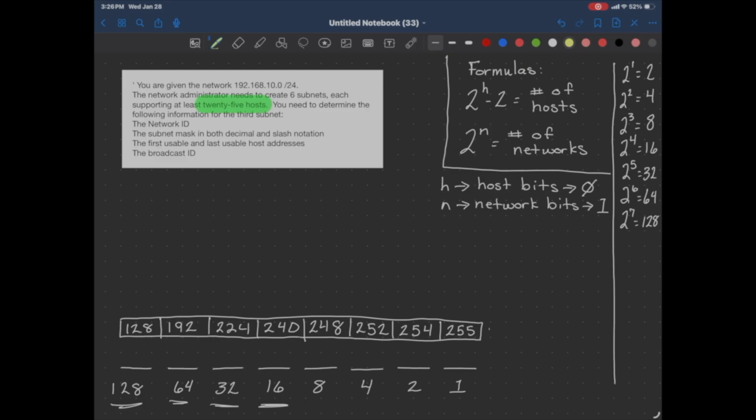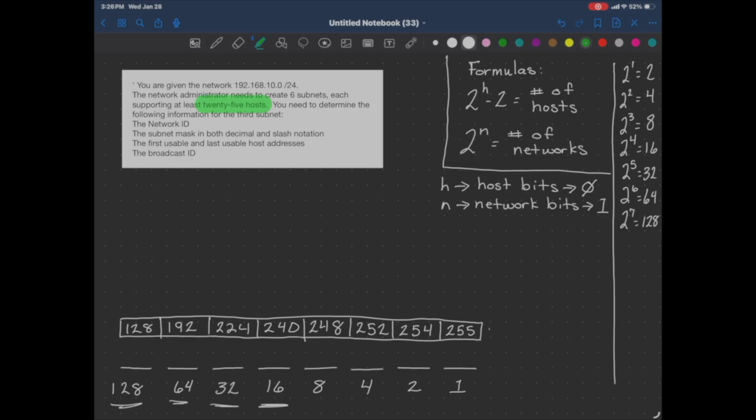That would be too easy. You need the network ID, the subnet mask in decimal and slash notation, first usable IP address, last usable IP address, and the broadcast ID. Okay, they're not going to ask you this specific question on the CCNA, or probably even one that asks for all of those items. But here's the thing. If you can solve all of those, you can answer any subnetting question.